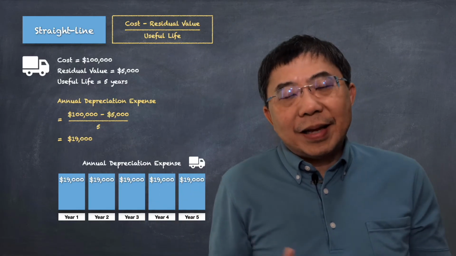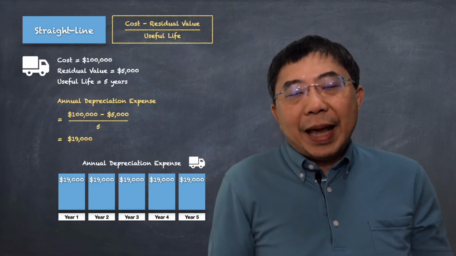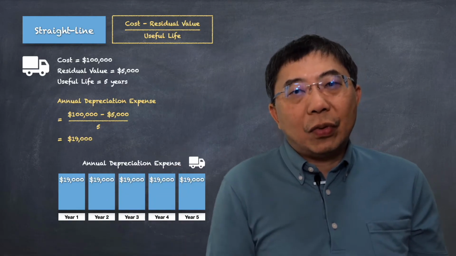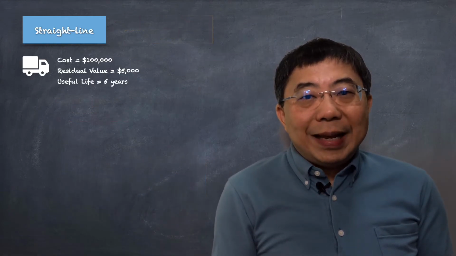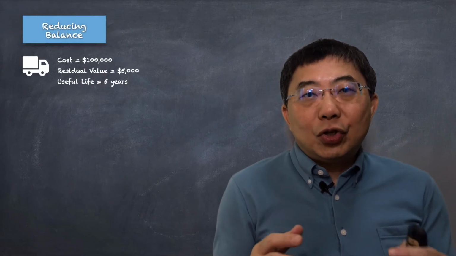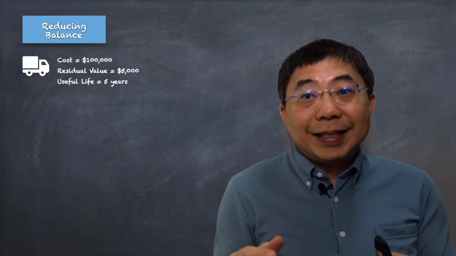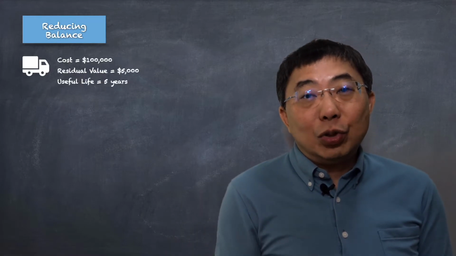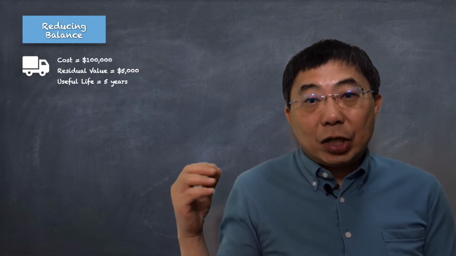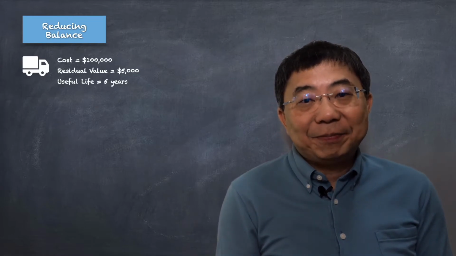Now, for some assets, the straight line approach may not be appropriate, as the asset may not be used equally throughout its useful life. So let's have a look at the reducing balance method, which assumes that the majority of the utility of the asset occurs in the earlier years of its useful life. Therefore, this method results in a decreasing depreciation charge over the useful life of the asset.